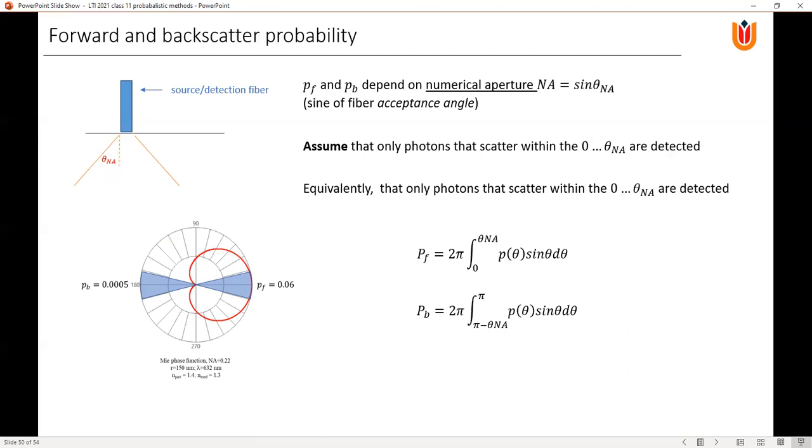Most of the light is scattered in the forward direction. As you can see on this polar plot here, a little bit of light is scattered in the backward direction. If you would integrate this phase function over an NA of 0.22, so that would correspond to an angle of something similar, then the PF, the integration of the phase function over that forward angle, would be 6%.